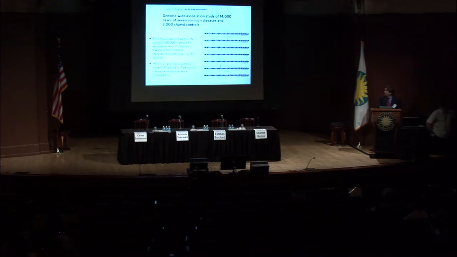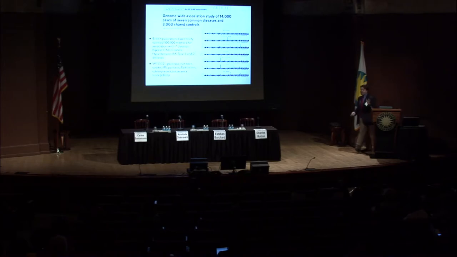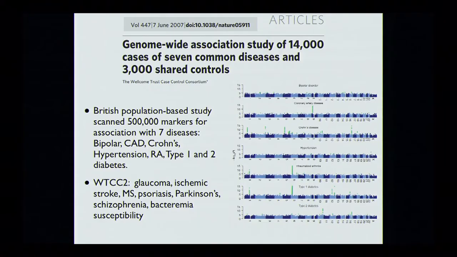Okay, thank you. So as I was saying, if we take a step back and think about the last, say, 5 to 6 years of complex trait genetics, they've been extraordinarily successful in identifying common genetic variants that are associated with some amount of disease risk, largely in populations of Northern European descent. And this is kind of a quintessential example of the so-called genome-wide association studies.